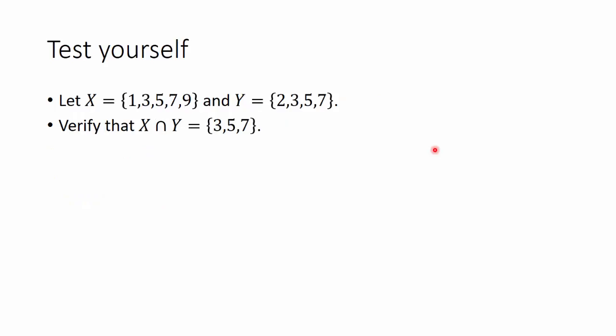So here's an opportunity, yet again, to test yourself. Here are the two sets, x and y. These are the same as before. X is the set with the elements 1, 3, 5, 7, and 9. And y is the set with elements 2, 3, 5, and 7. Now verify for yourself that x intersect y is the set with the elements 3, 5, and 7.